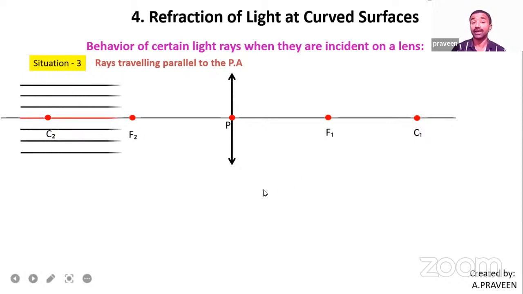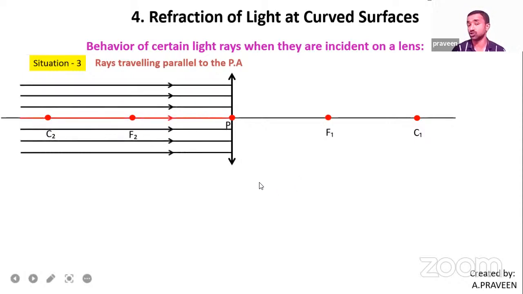Then incident a parallel light ray. I already considered a parallel beam of light rays. Suppose if you take only one ray, we will consider that. So here I'm showing you only one light ray.